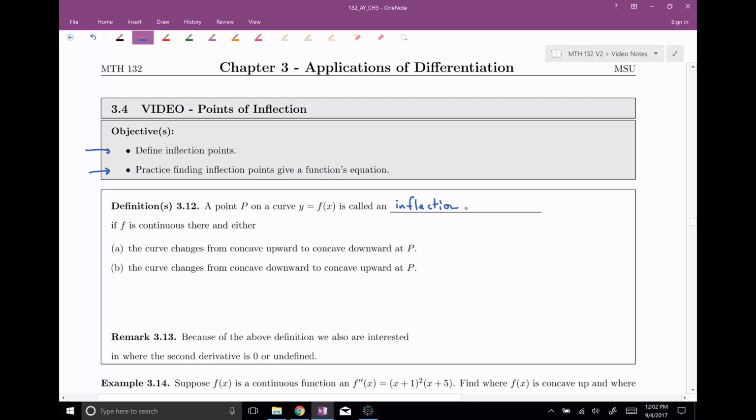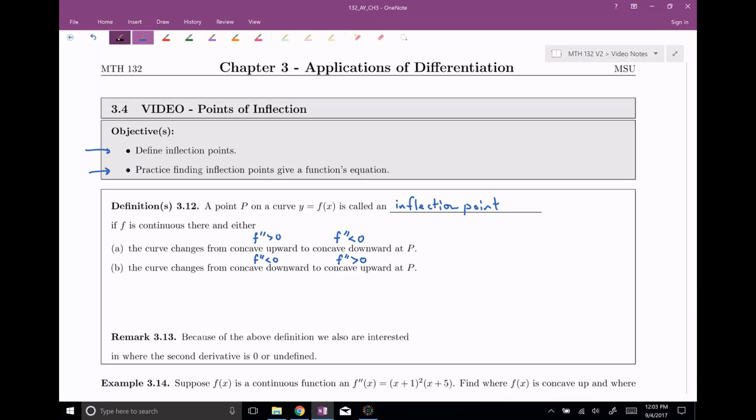So that is going to be an inflection point there. So it's a point on the curve y equals f of x. This is the inflection point. If f is, first of all, it needs to be continuous there. And then either the curve changes from concave upward to concave downward. That is that the second derivative is greater than 0, and then the second derivative is less than 0. Or if it changes from concave downward to concave upward. So that is the second derivative was less than 0, but then it becomes greater than 0. So like I said, we're going to get an interesting point on the graph when this happens.